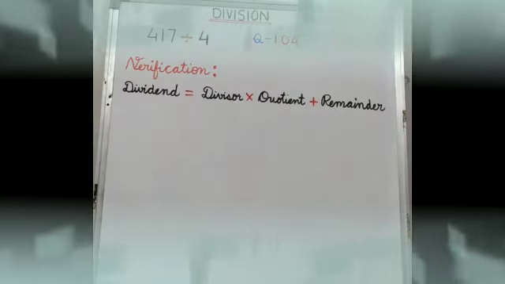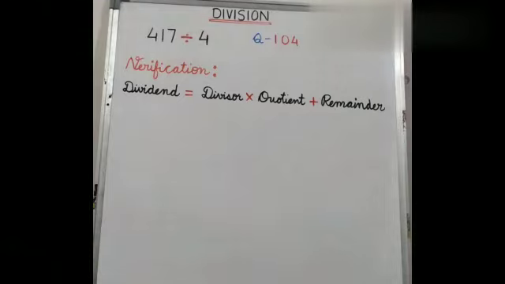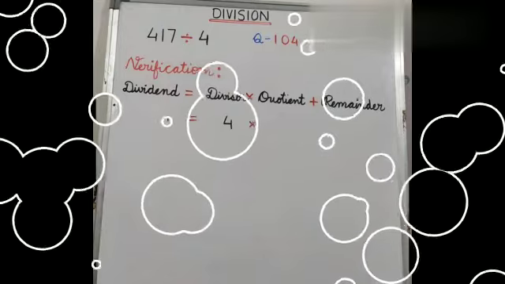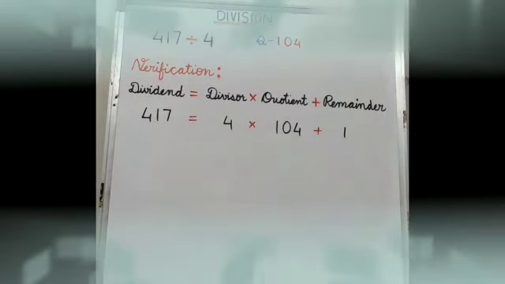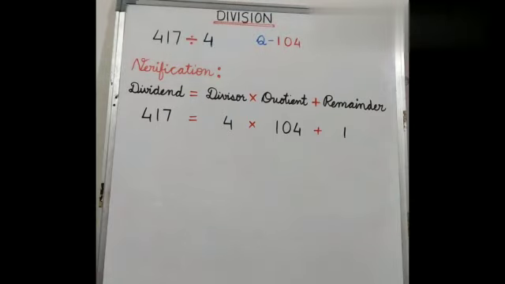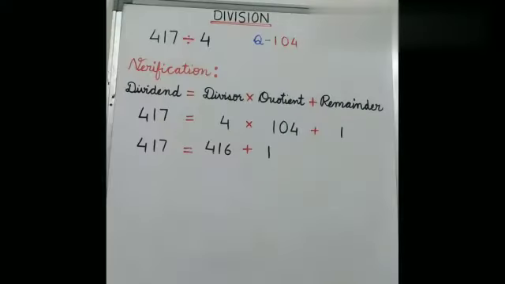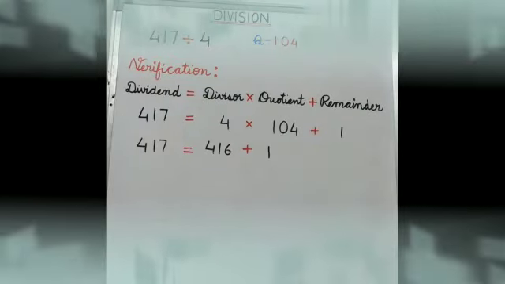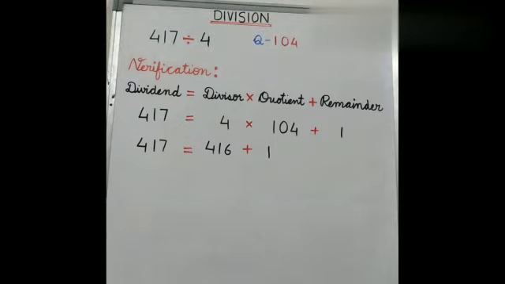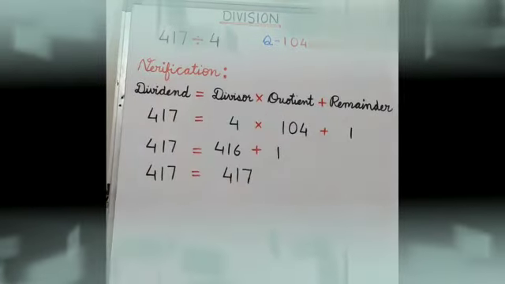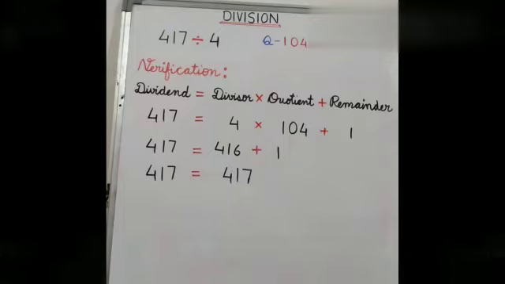Now, let us verify whether our division sum is right or wrong. To verify this, we have this formula: dividend is equal to divisor into quotient plus remainder. Now, insert the values in it. Here, our dividend is 417, divisor is 4, quotient is 104 and we have to add remainder 1 in it. First of all, multiply 104 by 4 and then add 1 to that. You will get 416 plus 1. After adding 1 to 416, we have got the answer 417.